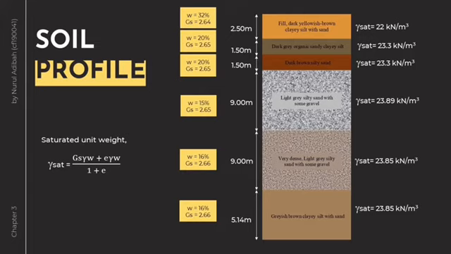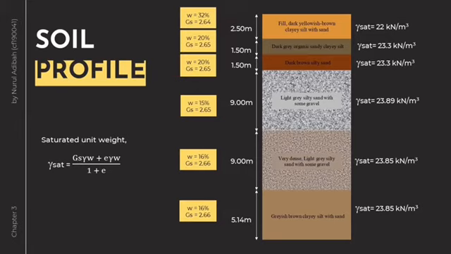Then, for about 9.00 meters, it is light grey silty sand with some gravel and very dense light grey silty sand with some gravel. And the last part of the soil profile consists of greyish brown clay silt with sand with a depth of 5.14 meters. Each soil layer has its own saturated unit weight, γsat.